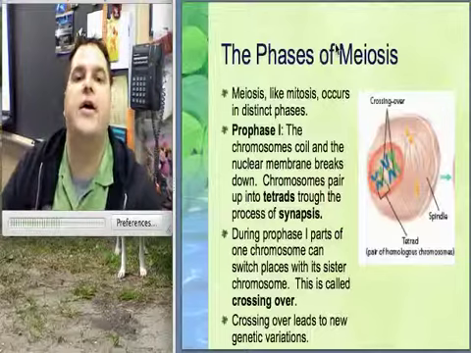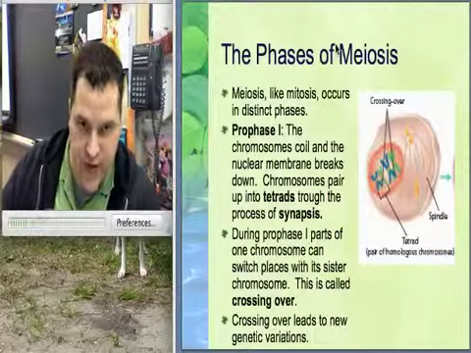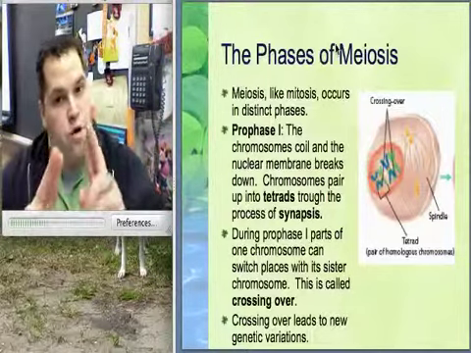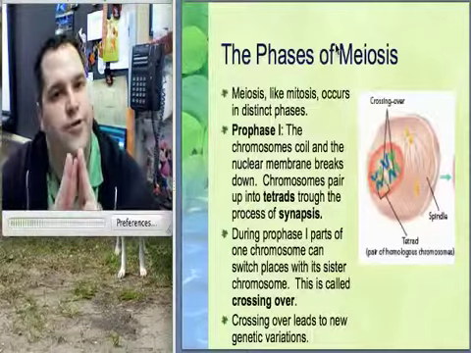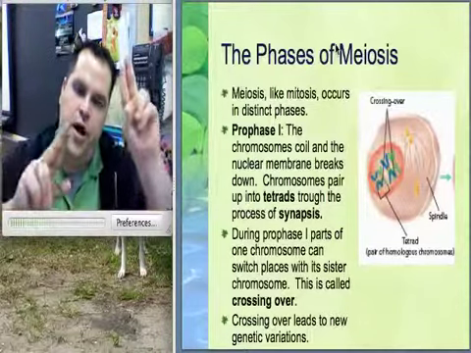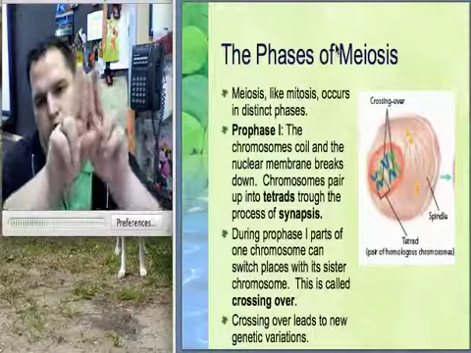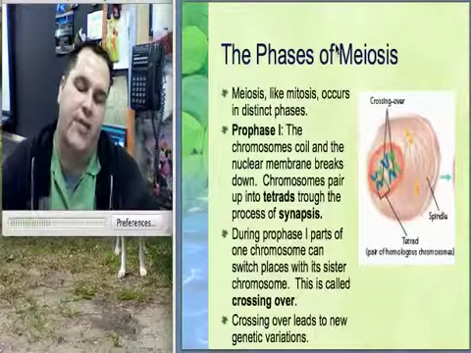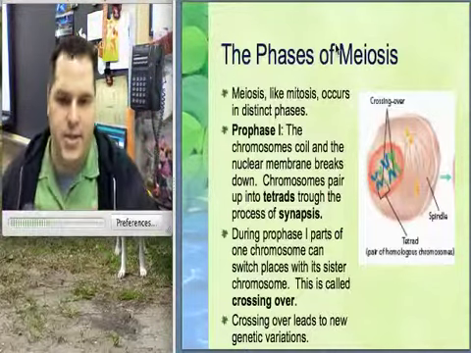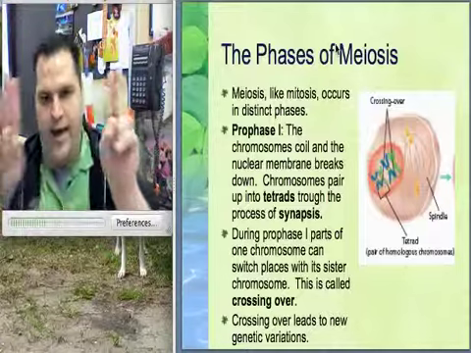The first phase of meiosis is prophase 1, and in this phase, we're going to take the chromosomes and they're going to pair up into what's called tetrads. That means that they are going to pair up with their homologous chromosome and they are going to hang out together. However, during this process, crossing over can occur.